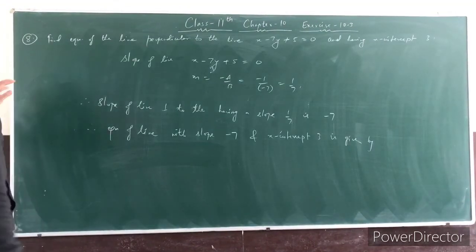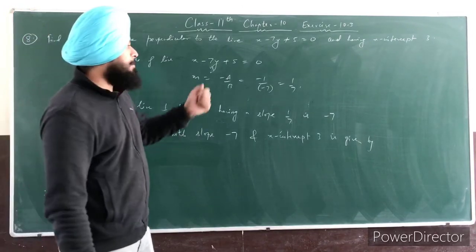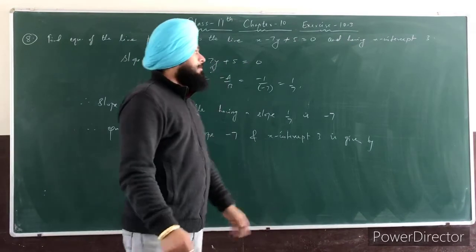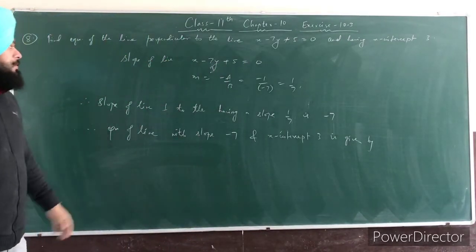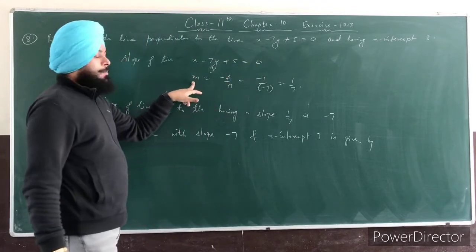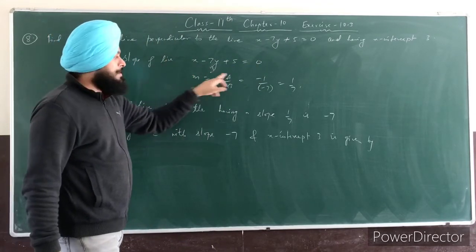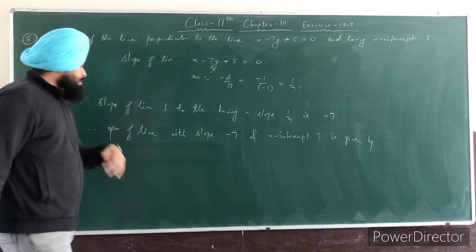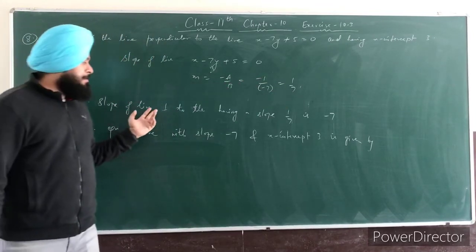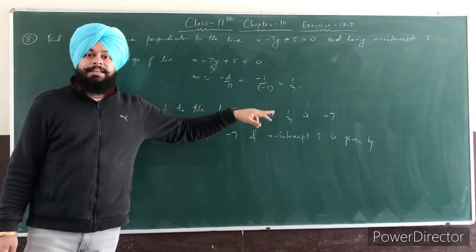Next, question number 8. Find the equation of the line perpendicular to the line x minus 7y plus 1 is equal to 0 and having x-intercept 3. So first we will find the slope of this line. And the formula is minus a over b. The value of a is here 1 and b is minus 7. Therefore the slope is 1 over 7. So the slope of the line which is perpendicular to the line having slope 1 by 7 is minus 7.